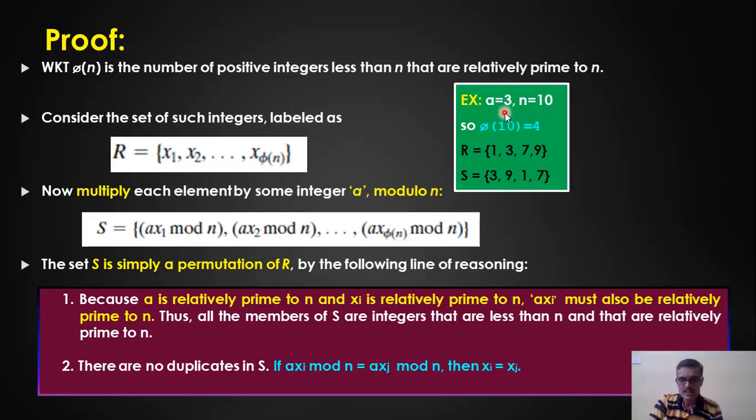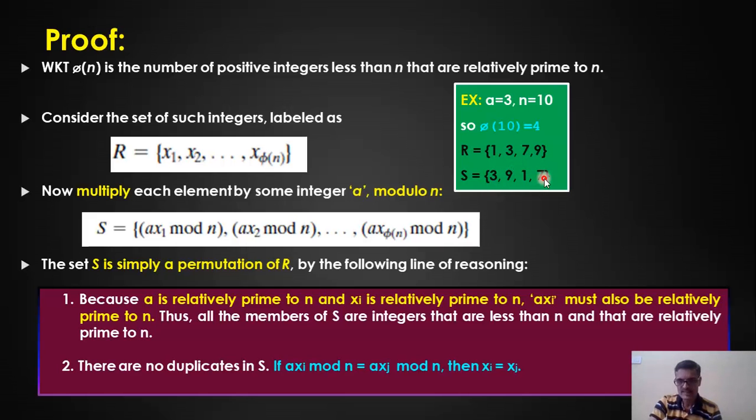That is, a into xi means 3 into 1, that is 3, 3 into 3, that is 9, 3 into 7, that is 21, 3 into 9, that is 27. All are relatively prime to n. So this is the one reason why we get a permutation over there. And there are no duplicates in the set S.